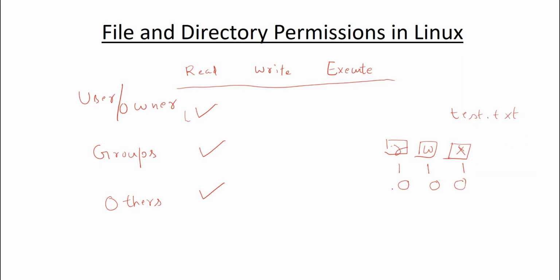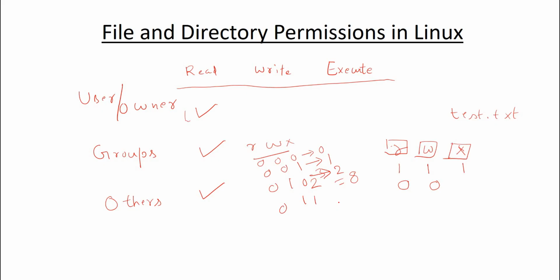Since we are using binary numbers here, zeros and ones, we have a total of 8 combinations of permissions. For example, this is read, write, execute. We have 0, 0, 0. That means we do not provide any permission. That is equal to 0. If you want to provide only execute permission, 0, 0, 1, which is 1 here. 0, 1, 0 means we are providing only the write permission.